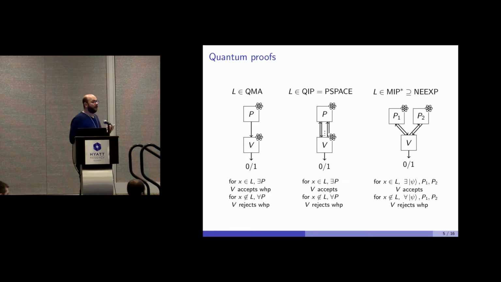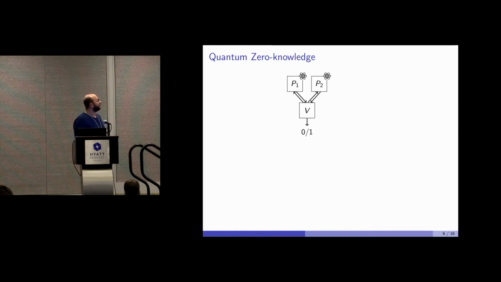In particular, we know that in this multiprover setting, we can even solve double exponential, non-deterministic double exponential time. And as in the classical case, we can also consider what happens if we require that the verifier learns nothing from the interaction. What happens if we want to use such protocols for cryptography?